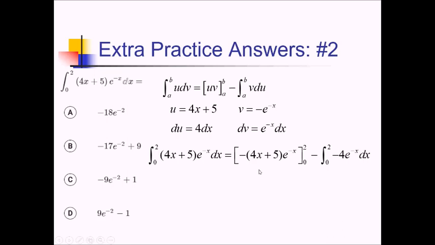All right. So taking this a little bit further, I have this original bunch of stuff that's still in my evaluation box, hasn't changed. But now I need to take the antiderivative of negative 4 e to the negative x.